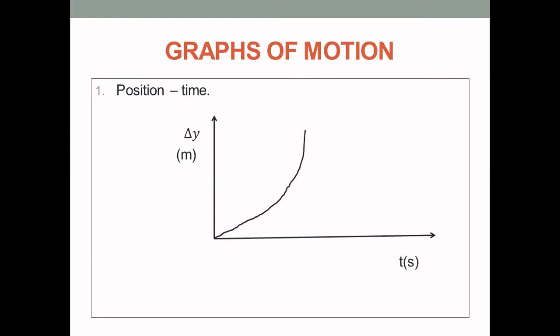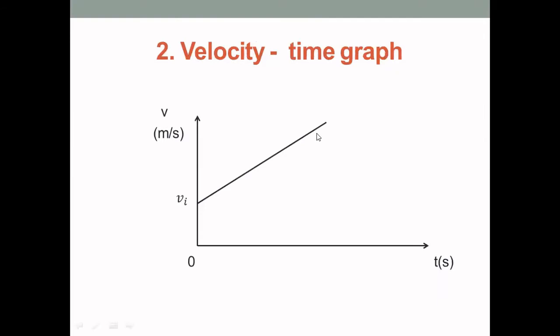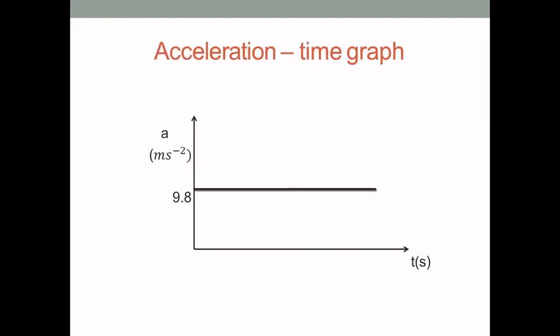So this is how the position-time graph looks. Downwards is taken as positive, so we're going to have a curve here. Velocity-time graph. Now the initial velocity is greater than 0, or different from 0. That is the initial velocity at which the object is projected. Then the acceleration-time graph. a, or g, is constant, which is 9.8. We take down as positive, so this is positive 9.8 meters per second squared.